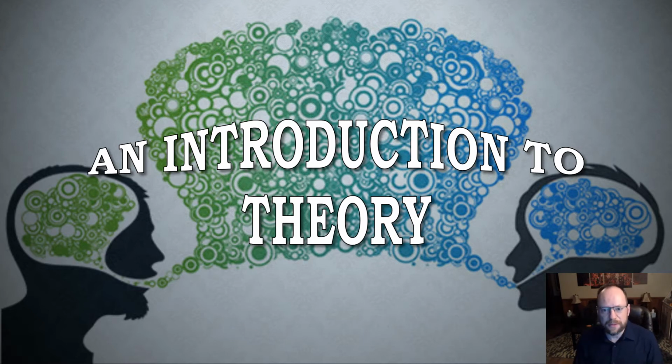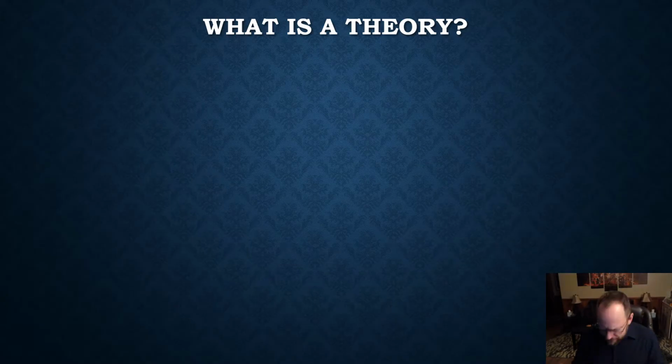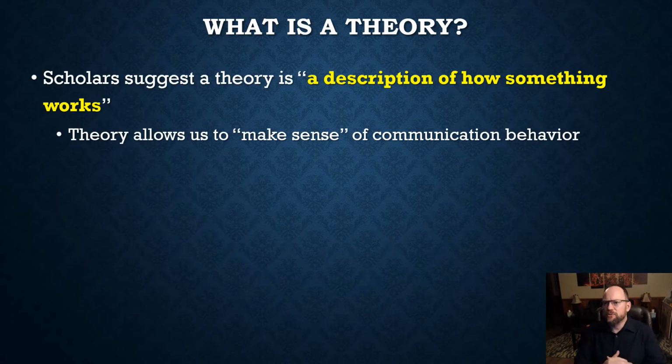So let's go ahead and jump into this right away. What is a theory? Well, scholars would suggest that a communication theory, as it says here, is just a description of how something works. So when we're looking at a communication interaction, at communication behavior, theory is a way of describing how that interaction is taking place. What is happening, what behaviors are being exhibited, things of that nature. Think of it as allowing us, as it says, to make sense of communication behavior.